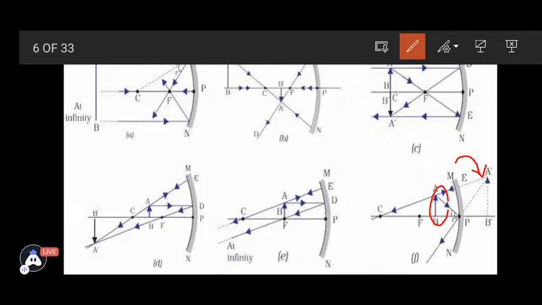अब इस केस में ऑब्जेक्ट कहाँ पे है? पोल और फोकस के बीच में. So there is only a single case in the case of concave mirror where the image is magnified and virtual. So in that particular case, where is the object? The object is between pole and focus.